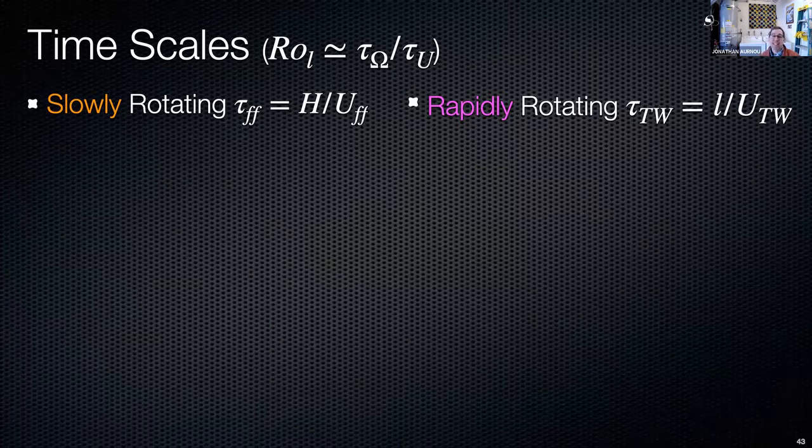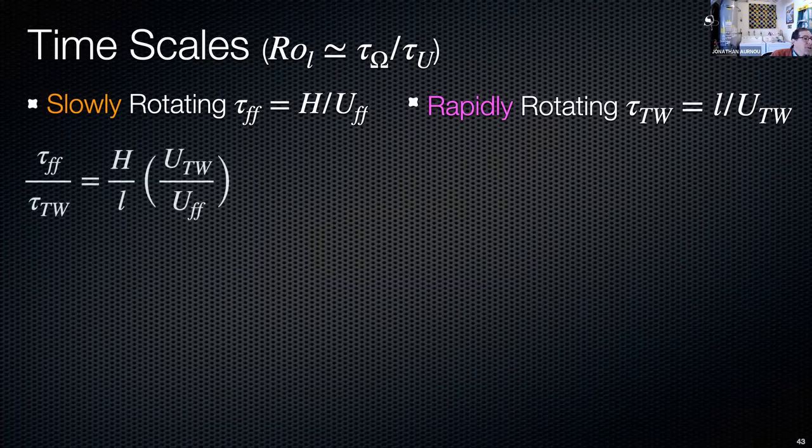In the rapidly rotating case, it's L, this column scale, which is rather narrow, divided by U thermal wind. And so let's take their ratios. Let's take the ratio of not tau omega. We know tau omega divided by tau omega is 1. Let's take the ratio of our two advective scales. If we take the ratio of tau free fall over tau thermal wind, then you get a ratio of the lengths. You get h over L, and then in parentheses, you get U thermal wind over U free fall.